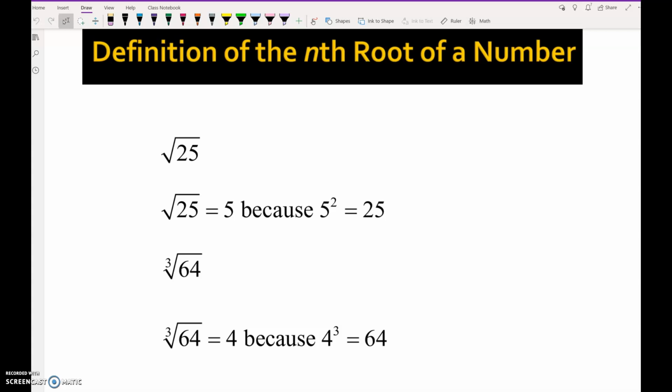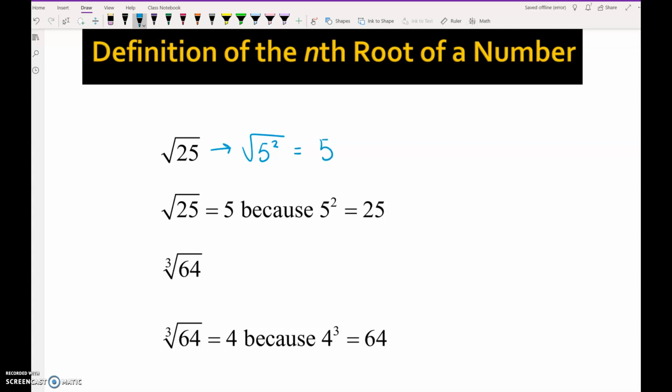Okay, this slide is not in your notes for section 9.1. You don't really need to write any of this down. This is just kind of a reminder. If we have the square root of 25, the square root of 25 is 5 because 5 squared is 25. Basically, you could rewrite this as the square root of 5 squared. The square root and the square cancel each other out.